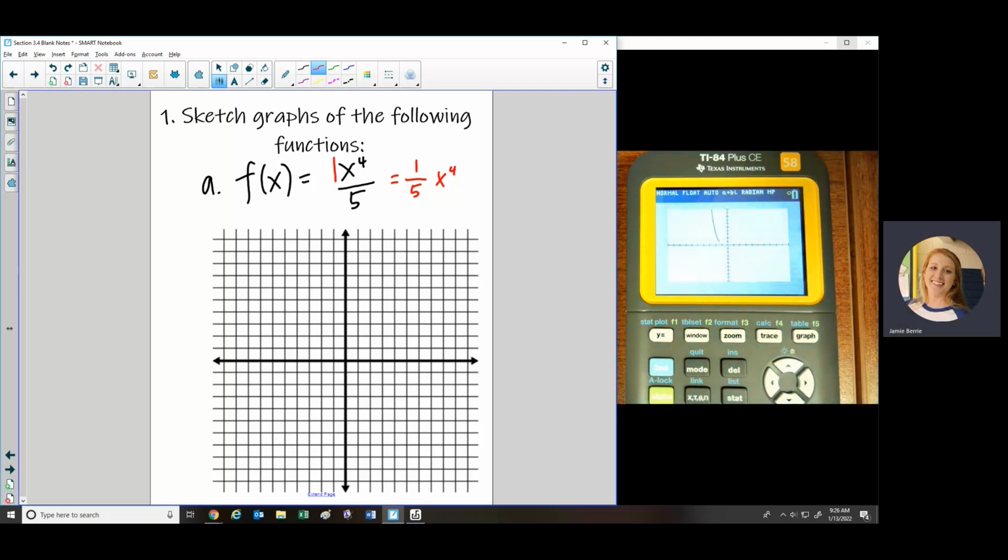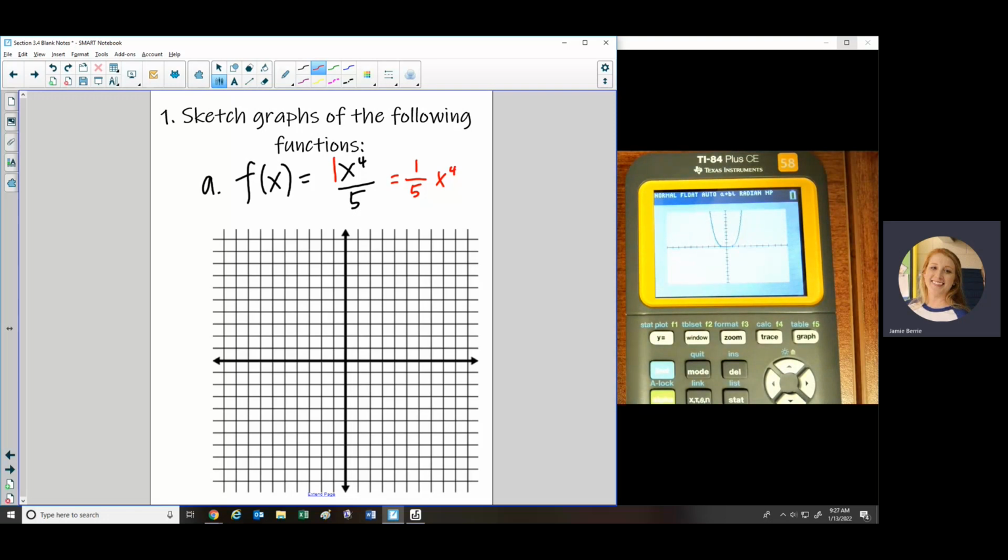I like to start off in my standard window, and then if that standard window doesn't work, then I can try something different. All right, so here's my graph. You can see it sort of looks like a parabola. It looks a little bit wider than our normal parabola. So I'm just going to sketch the graph.